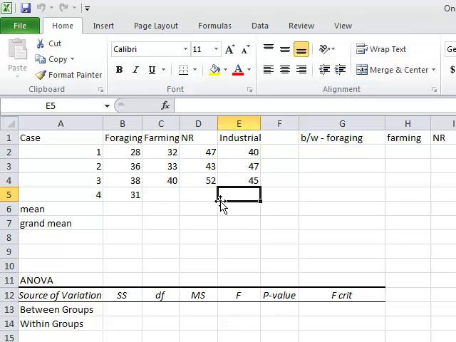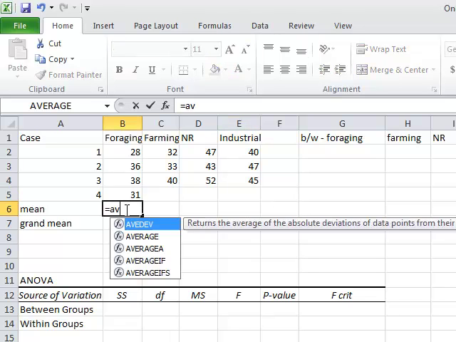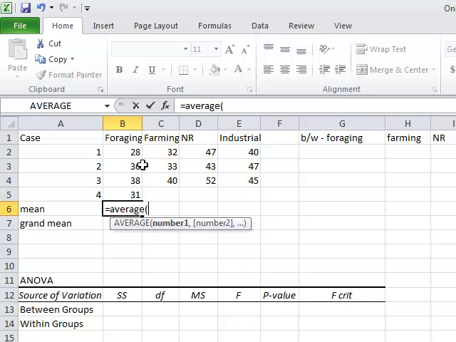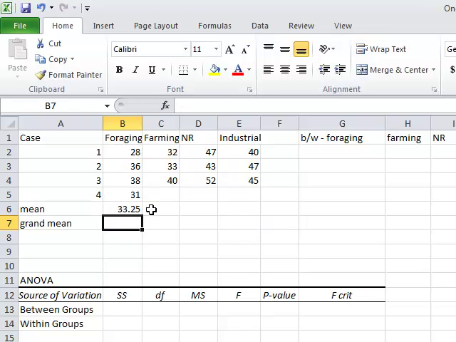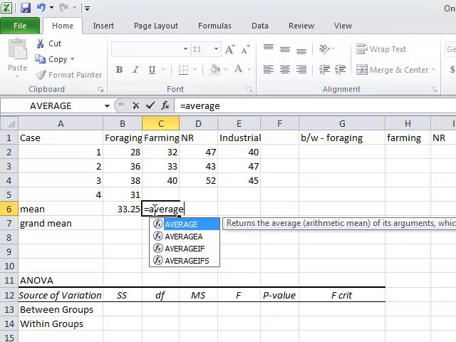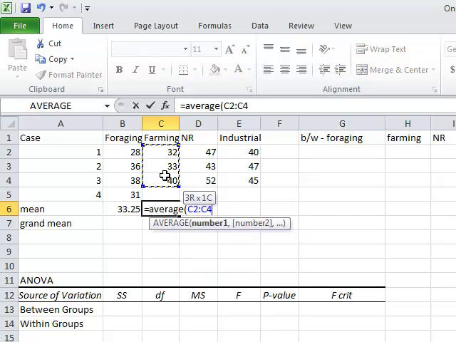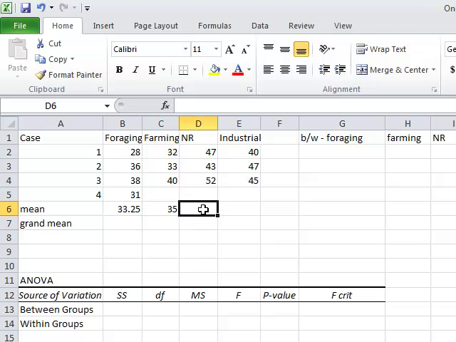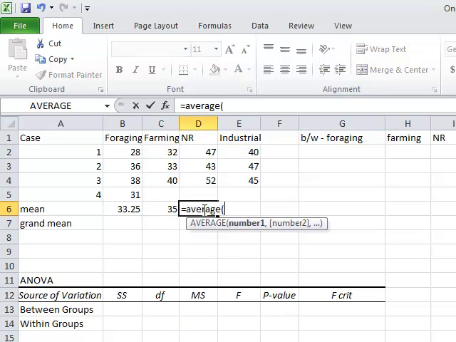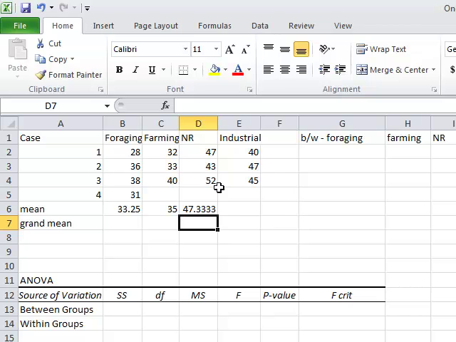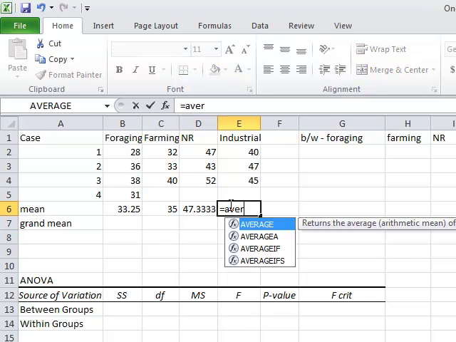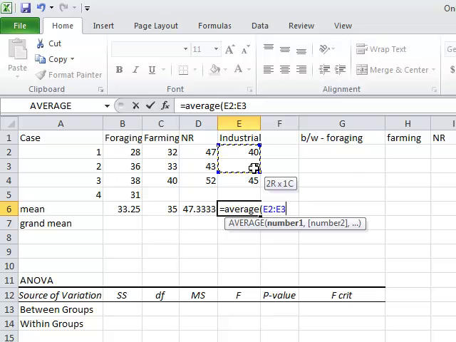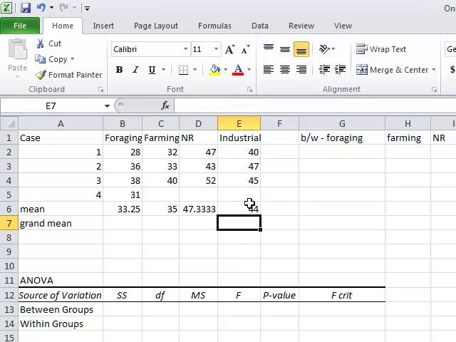The first step is, of course, calculating the means of each group. But at this point, you should know how to do it. So highlight the whole thing, right? Okay, so that's the mean for each group.